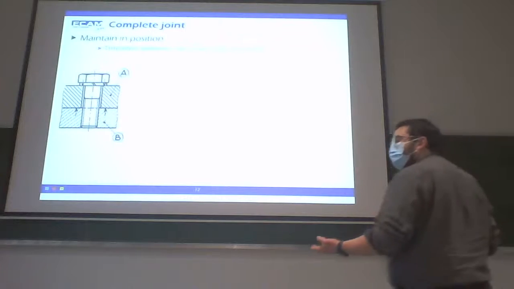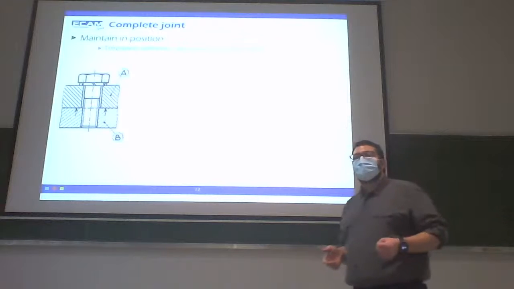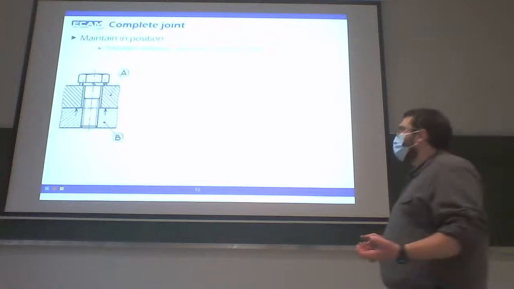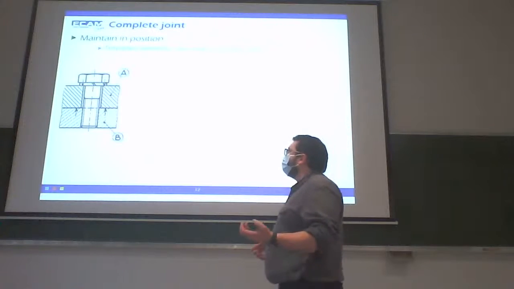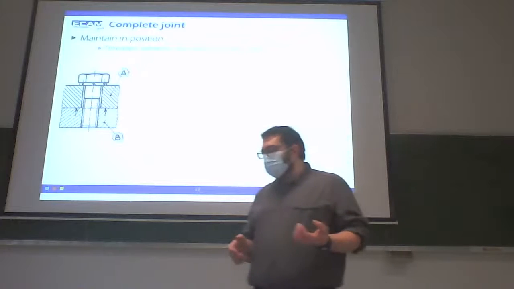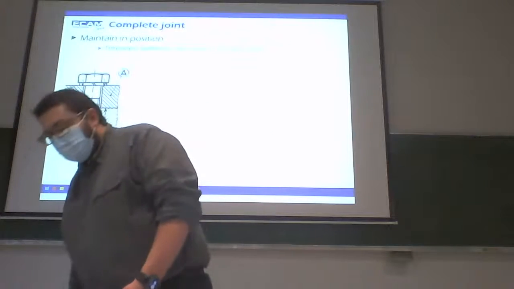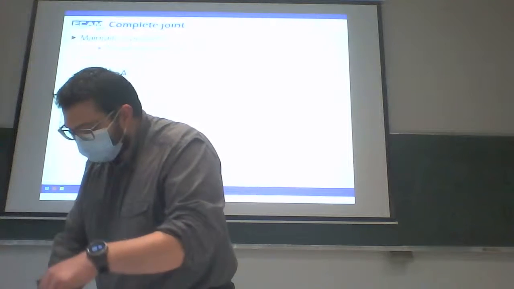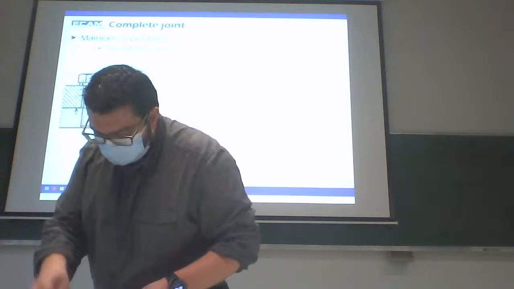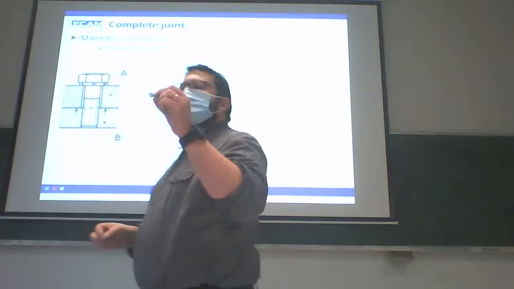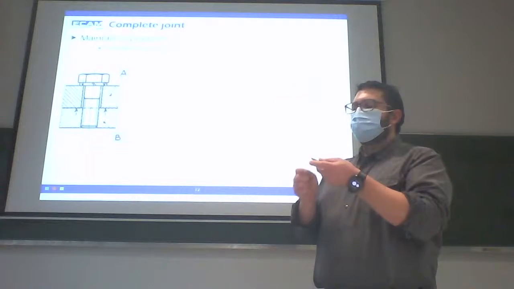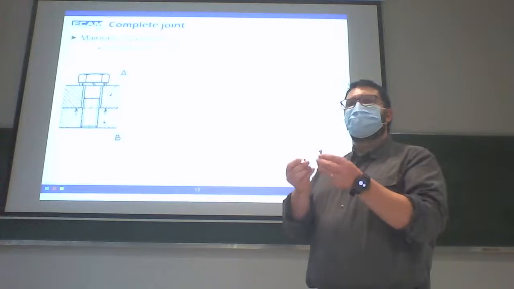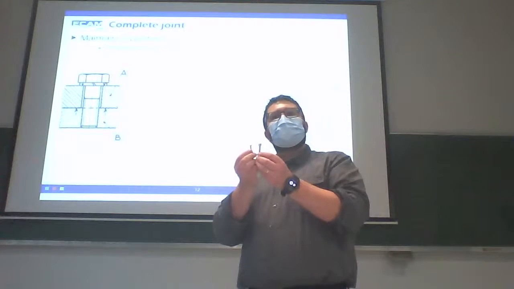First example, two parts, one with a hole, one with a threaded hole. And we will assemble the two parts together. Parts A and B will be assembled by a screw. We have a lot of different screws. I have just some models here. In general, screws differ by the diameter, the length, and the head of the screw, in function of the use you want.